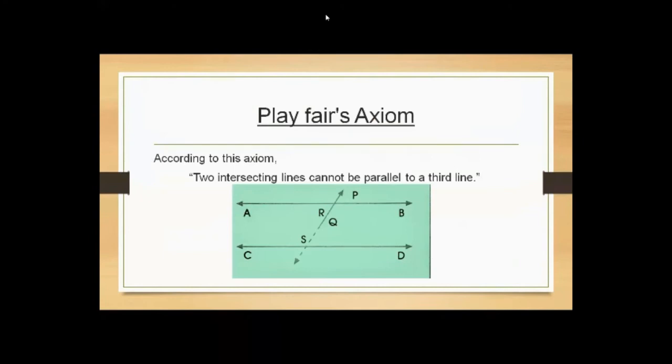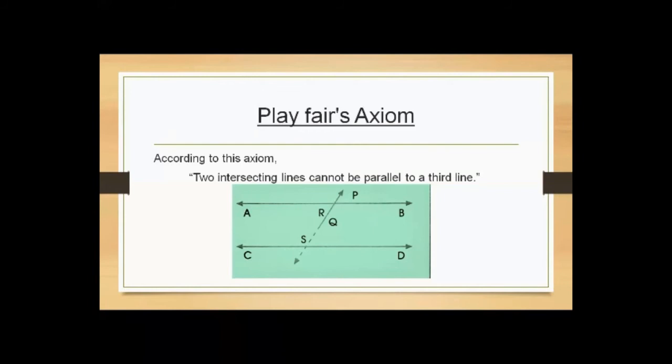Now there is Playfair's axiom. What is Playfair's axiom? Playfair is the name of a mathematician. And an axiom means a postulate which is true theoretically. According to this axiom, two intersecting lines cannot be parallel to a third line. Here we have two intersecting lines that cannot be parallel to a third line.